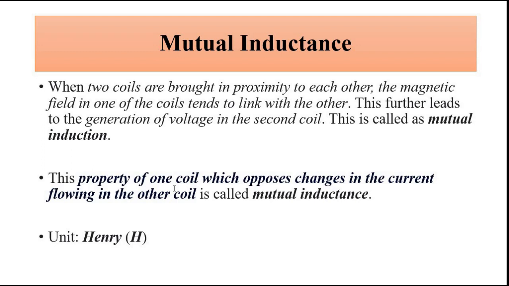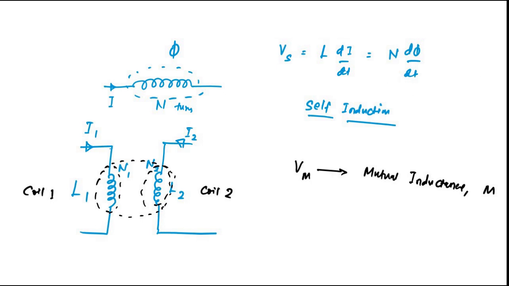And this property of one coil which opposes change in the current flowing in the neighboring coil, that is called mutual inductance. Self-inductance is the property which opposes change in current flowing through the same coil. But here it opposes change in current in the neighboring coil. So here what happens is that, first again I am going to repeat it.